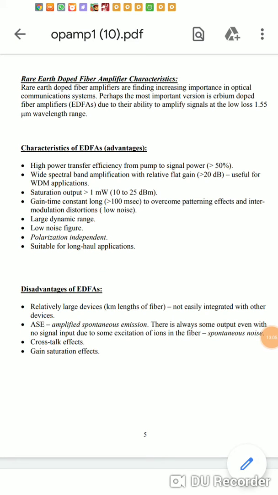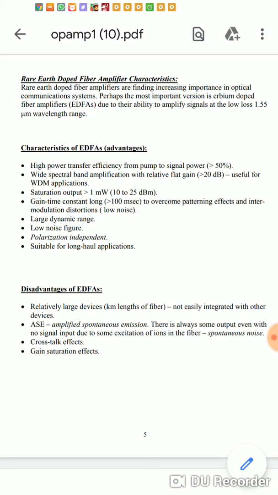Next, the disadvantages of EDFA. It is a relatively large device, with kilometer lengths of fiber, and is not easily integrated with other devices. So its compatibility to get connected with other devices is less. Then there is amplified spontaneous emission. There is always some output even with no signal at the input, due to some excitation of ions in the fiber.